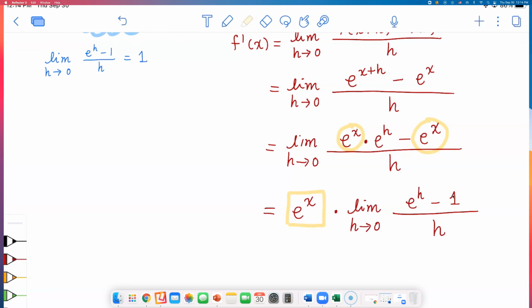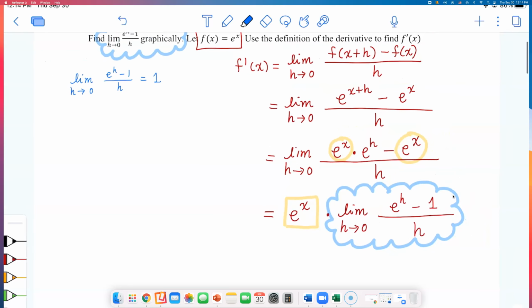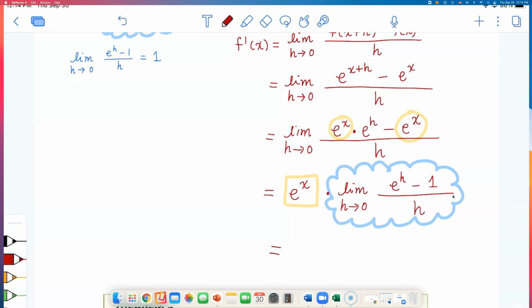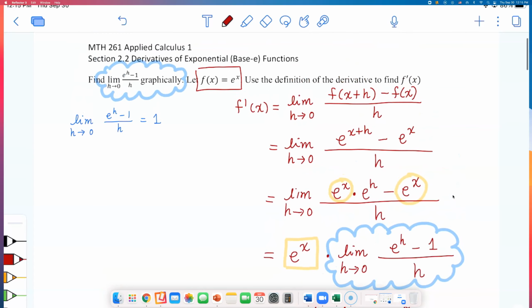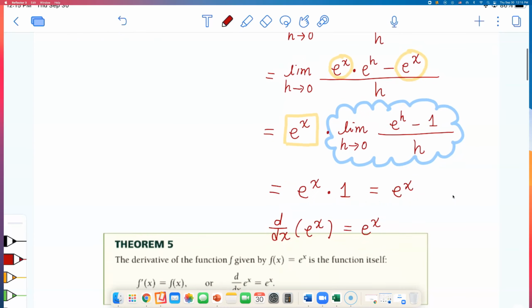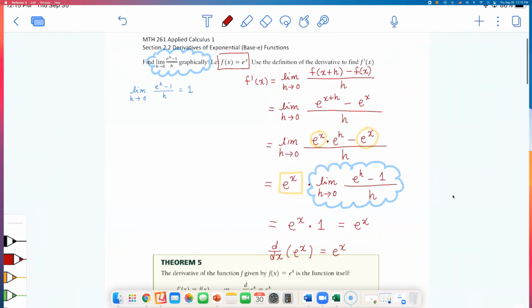And guess what? Take a look at this part. This right here is what we saw graphically to be 1, right? So the whole thing becomes e to the x times 1, or e to the x. So we just proved that the derivative of e to the x comes out to be e to the x. So now we proved it once. We can use that theorem 5 all we want to solve some derivative problems.